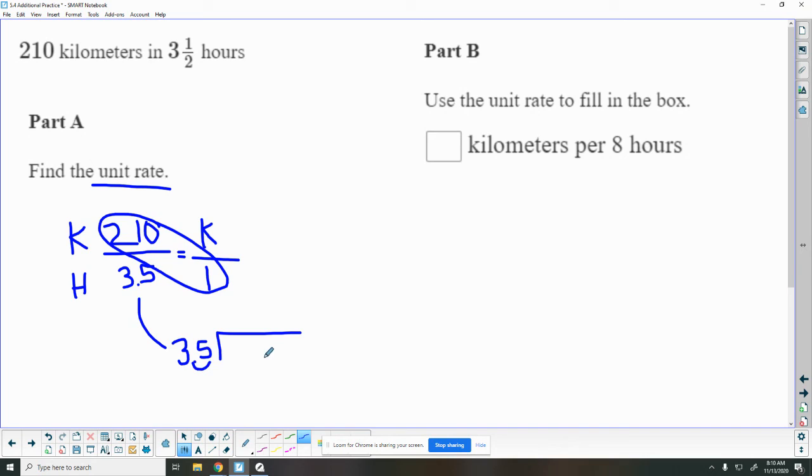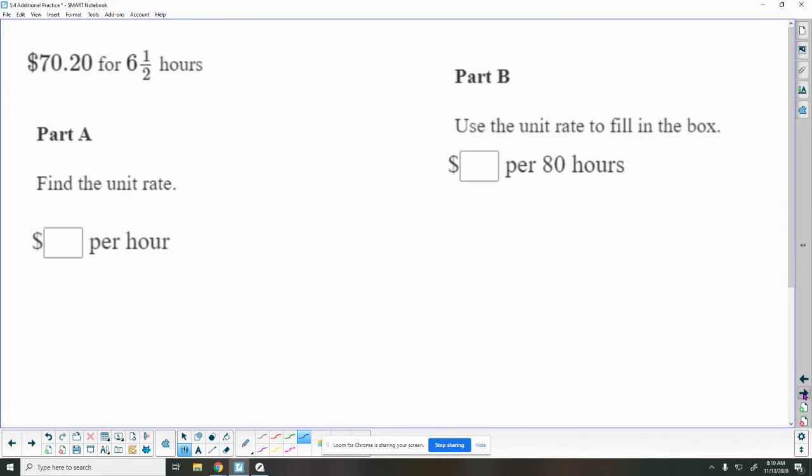So I need to move my decimal. Find the unit rate, so how many kilometers in 1 hour? And then we're going to take that number and multiply it by 8 to see 8 hours. So we know 1 hour times 8 will tell us how many kilometers in 8 hours.